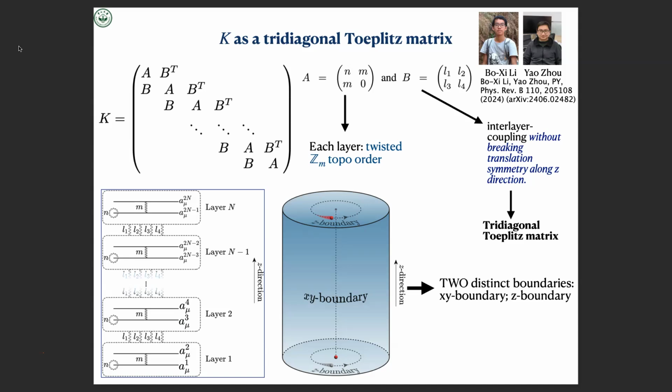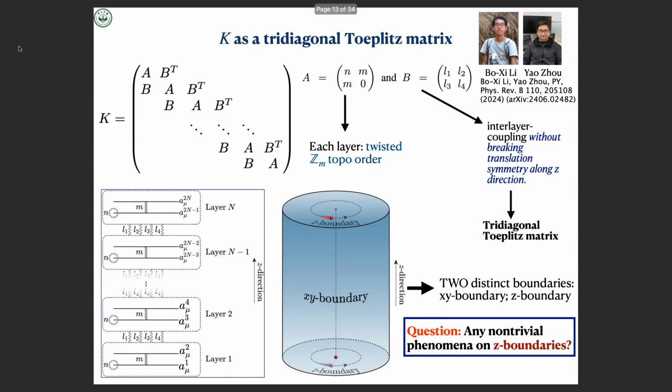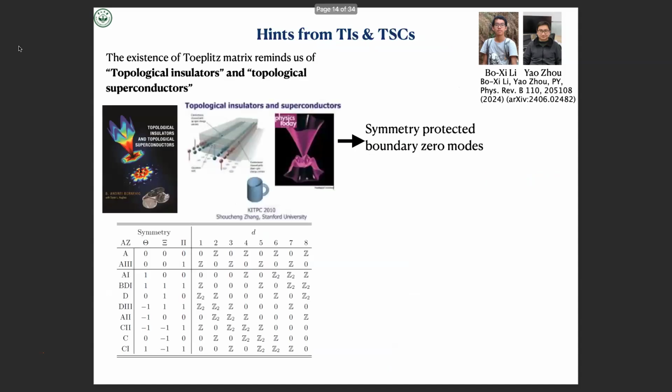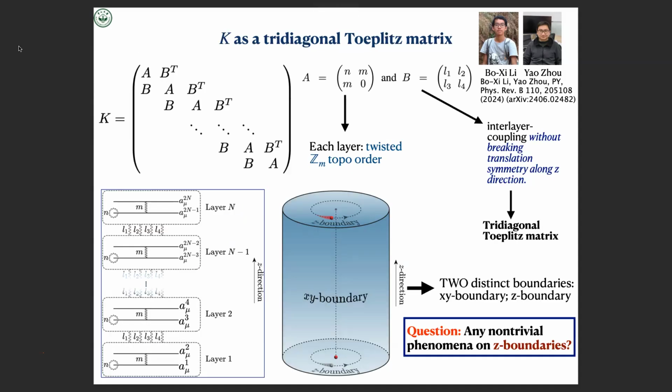So now our question is: are there any non-trivial phenomena on this Z boundary, the upper boundary and the lower boundary? This is a new boundary, and it has not yet been studied before.